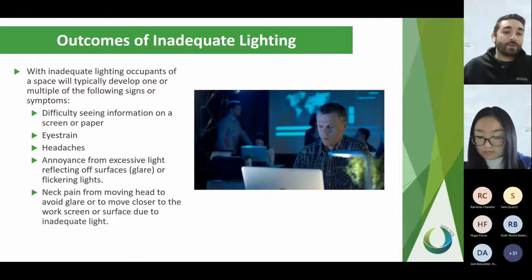So when you have inadequate lighting, it could be too much or too little. You can develop a headache either way. And having too much light coming off of shiny surfaces, for example, like a tabletop or a finishing on a wall, can annoy people. They're not looking directly at it, but it's in the corner of their eye. It might be a little bit bothersome. And then the last one is neck pain. As you saw, when I was squinting, I was moving forward. So that's another thing that we would look at.